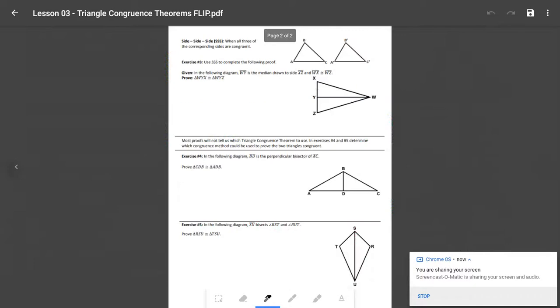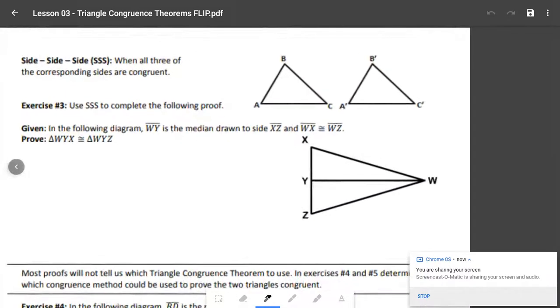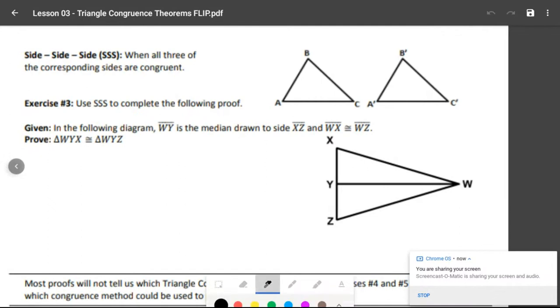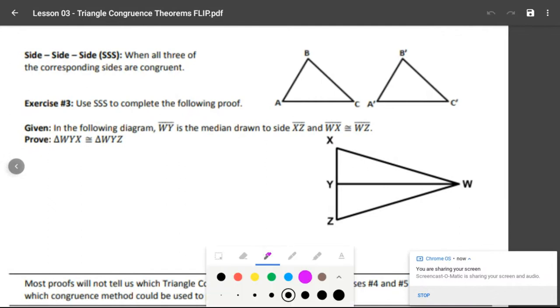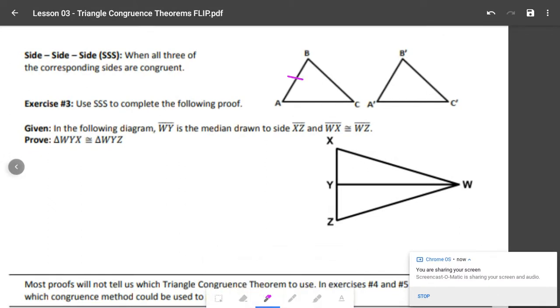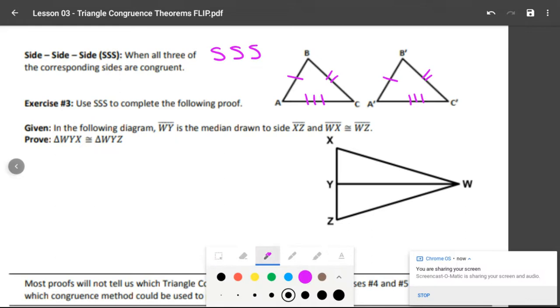So on the back side of your guided notes, the last method is side, side, side, which we've actually done before through construction. We've taken a segment and copied it to a new location. We've followed that process for all of the corresponding sides. So we know side, side, side would have to preserve length because it's the same exact sides. Angle measure would have to stay intact as well. So we're going to try to look at our proof with side, side, side.